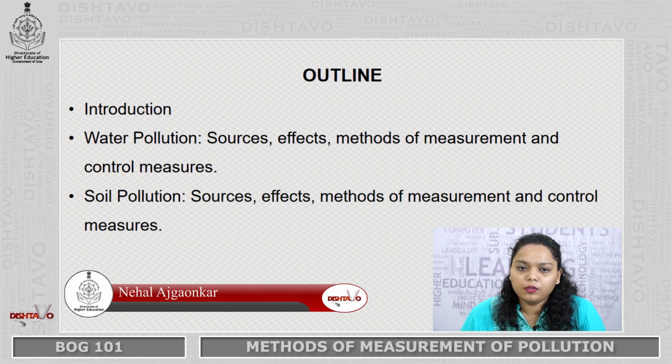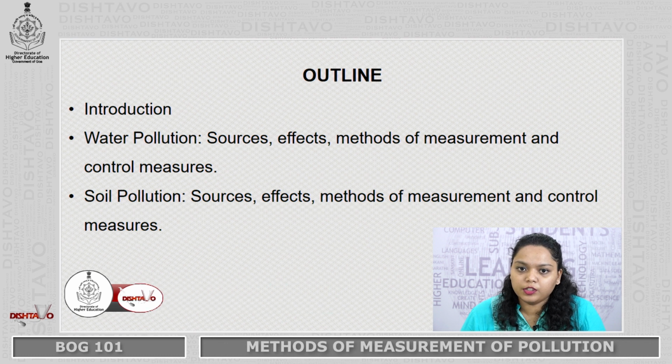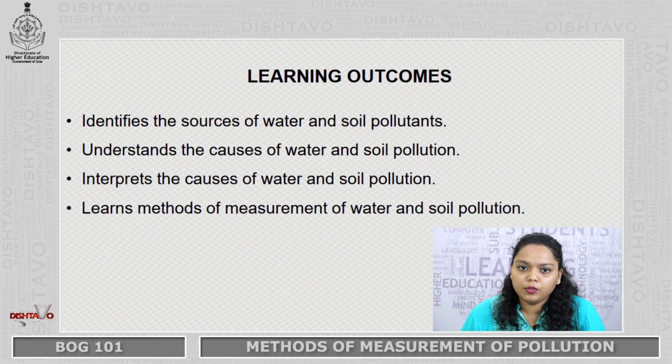The outline of my module: I will be talking about the introduction of pollution and what pollutants are. I will be talking about water pollution, its sources, effects, methods of measurement and control measures, and soil pollution, its sources, effects, methods of measurement and control measures. The learning outcome of this module will help us to identify the sources of water and soil pollutants, understand and interpret the causes of water and soil pollution, and learn the methods of measurement of water and soil pollution.